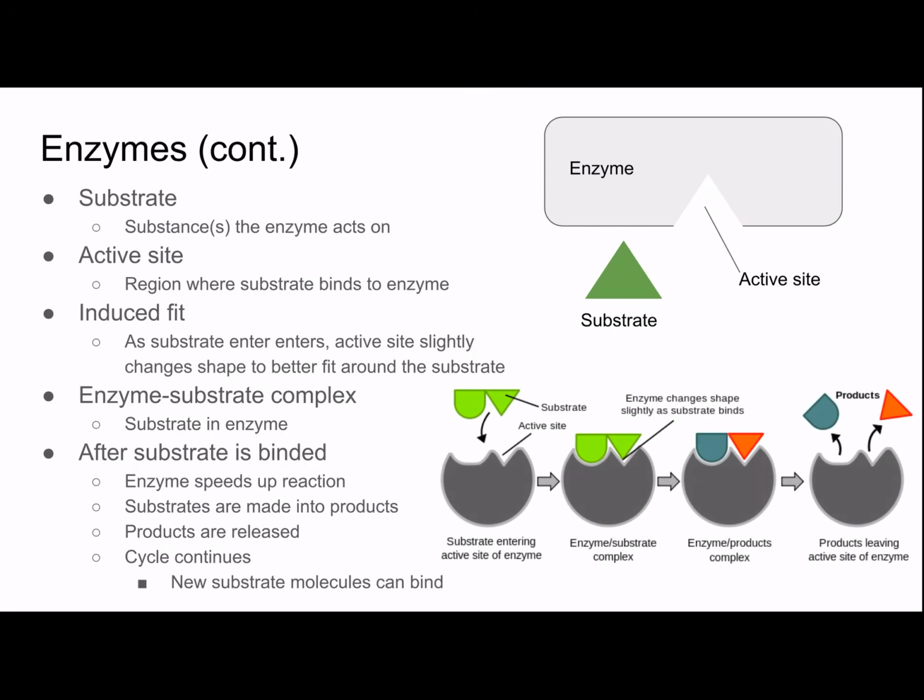So here's a picture that kind of summarizes that. Again, we have a substrate binding to an active site, and this picture does a good job of showing how the active site originally is not the perfect shape of the substrate, but there's induced fit, so the enzyme will change shape slightly to bind to the substrate better, and then the substrate will be changed into products, and the products will be released, and the active site of the enzyme will be empty again, and a new substrate molecule will bind to it.